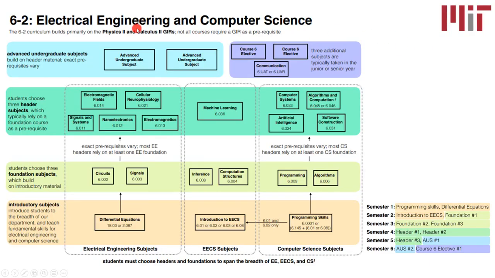And for MIT, it is the course series 6.2, and that's electrical engineering and computer science. So basically, they have software courses over here, hardware courses over here, and the co-design courses over here.